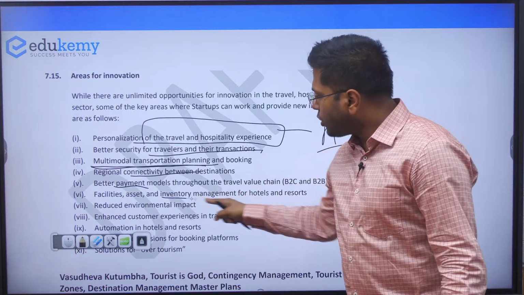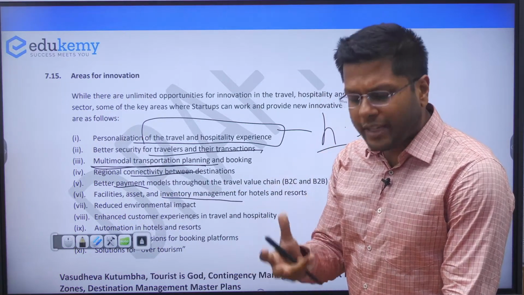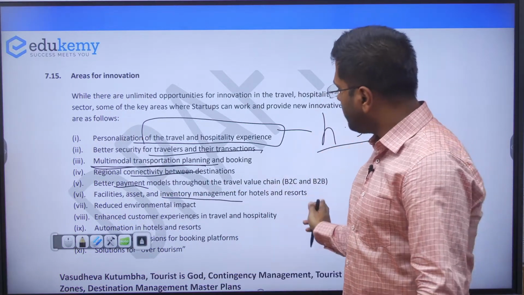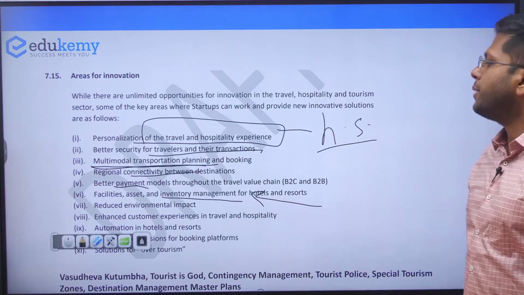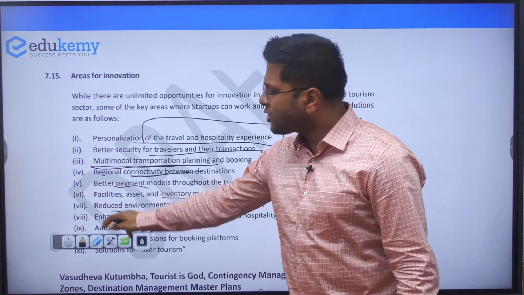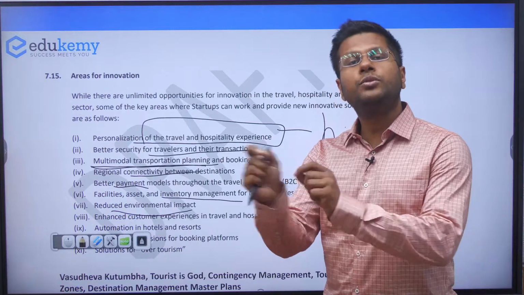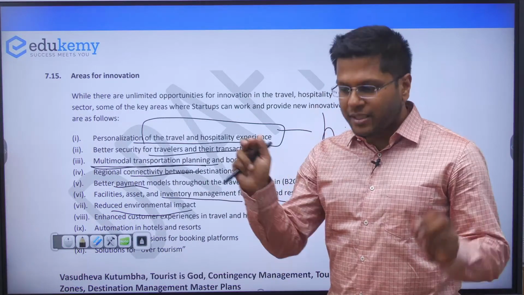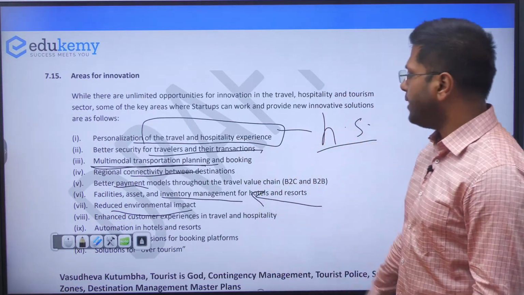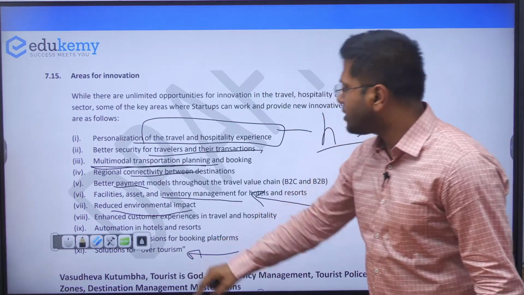Inventory management of hotels. What are the resorts, hotels, available, right? It should be made available online, digital payment. Environmental impact should be reduced, right? Excessive tourism should be limited. Excessive in negative connotation should be limited, right? Solution for over tourism, that's the word, right?